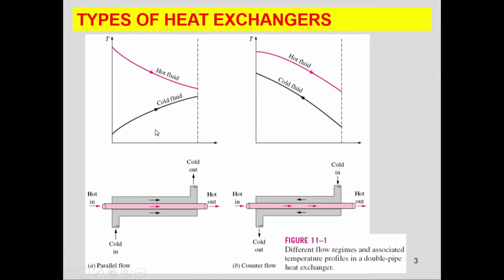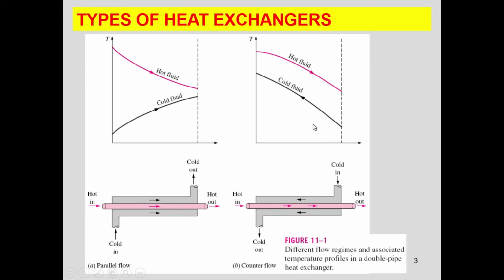So this is the temperature profile of the parallel flow double pipe heat exchanger. As both the fluids pass through the heat exchanger in a parallel flow pattern, the temperature of the cold fluid increases, right, and the temperature of the hot fluid decreases, right? And these two lines never cross each other, right? So it will not happen that this black line moves over here and this pink line moves over here. This will never happen, right? So this is the profile which is known for the parallel flow double pipe heat exchanger.